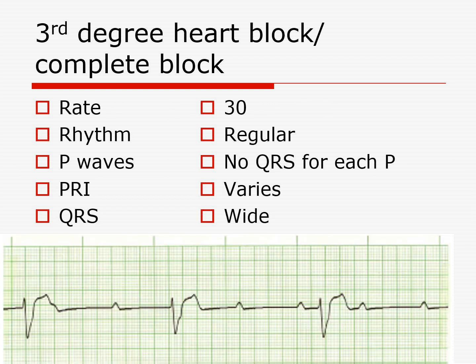Okay, so when we go through this, we read this left to right here. We're looking at the rate about 30. This is just kind of recapping. The rhythm again is regular. There are no QRS for each P. The PRI again varies, and the QRS is wide. So again, the wife and the husband basically have two separate schedules, and there's no relationship at all. They each have their own regular schedule, but there's no correlation.